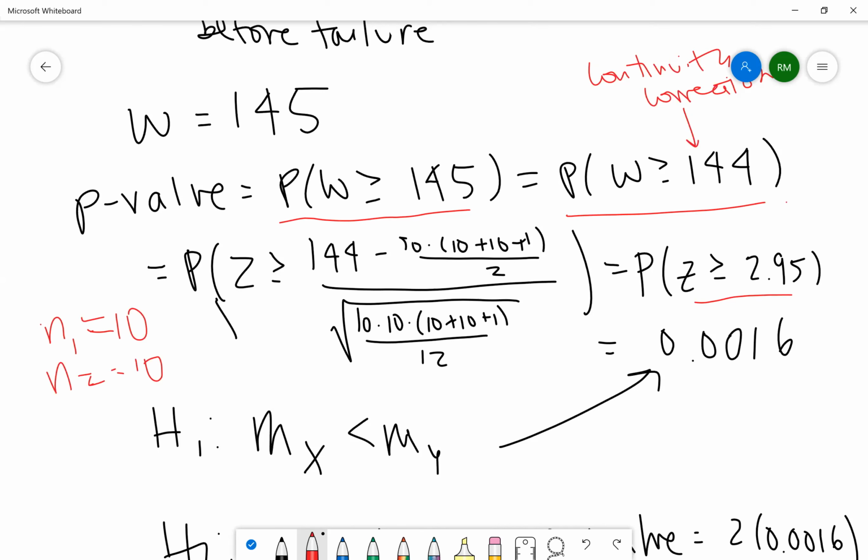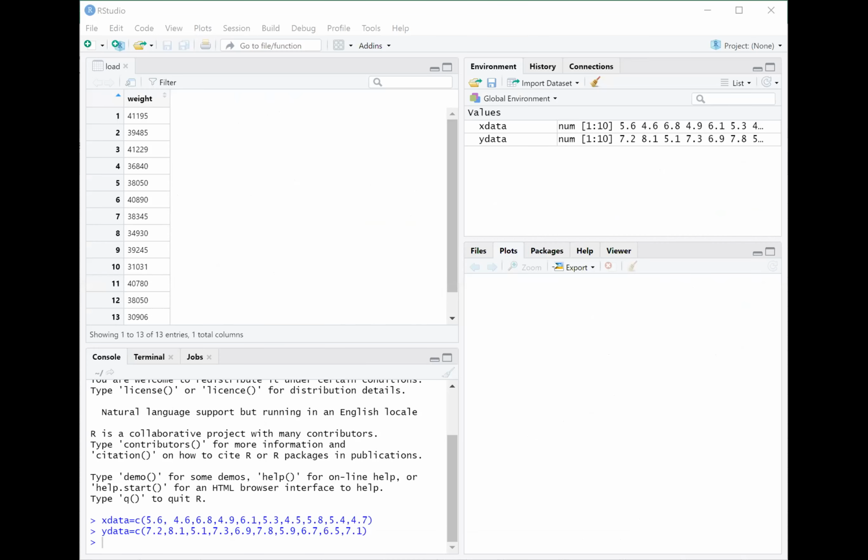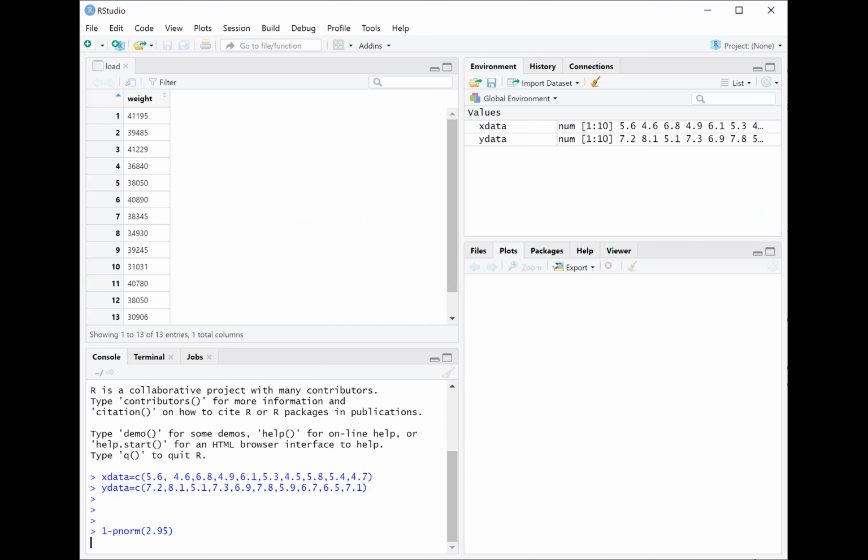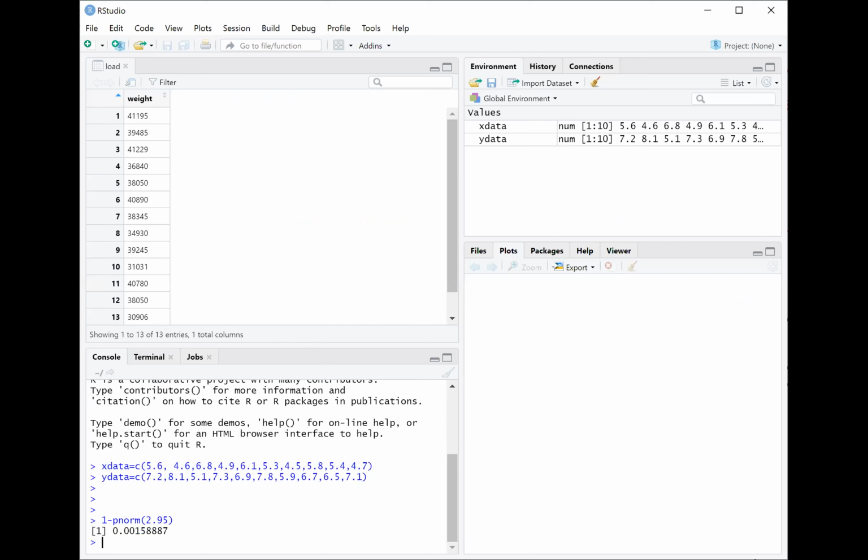So we can go over to our handy dandy RStudio. And we can compute this using 1 minus pnorm of 2.95, and we get a p-value of 0.0016. That's really small.